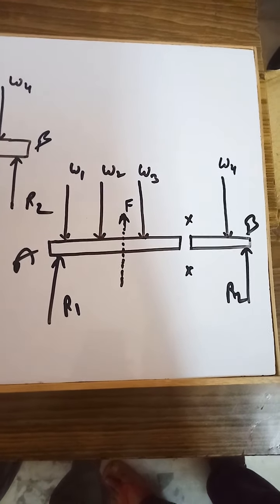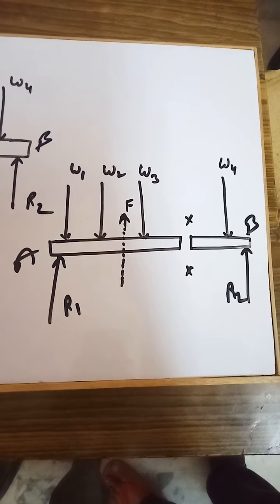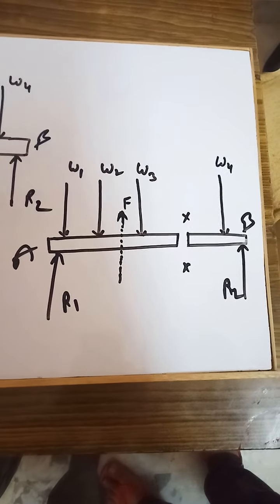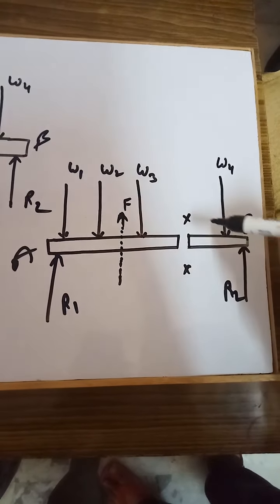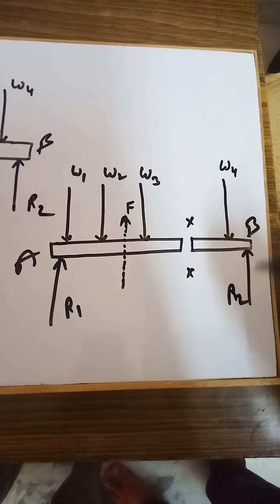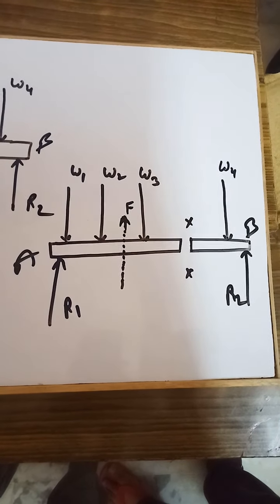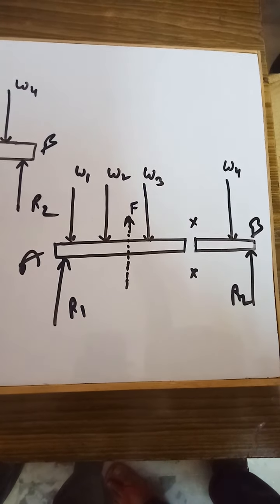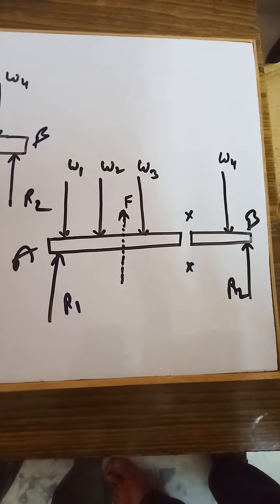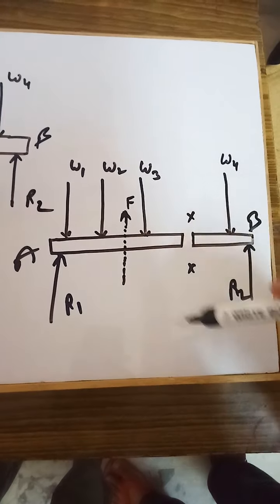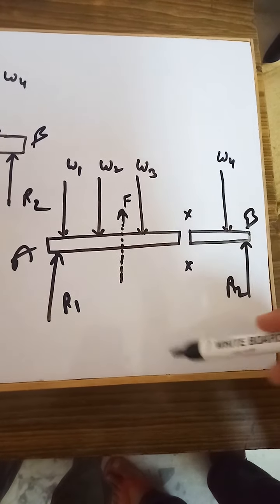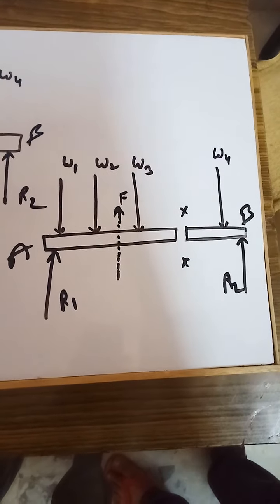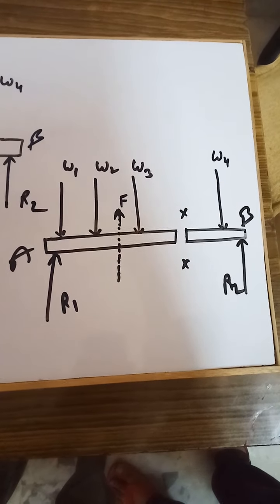Taking the example of a beam AB which is cut at this particular section, the loads applied there are also displayed in figure A and figure B. In figure A we have cut at this particular section, so the diagram will change like this, and here we may say the force F is the shearing force.